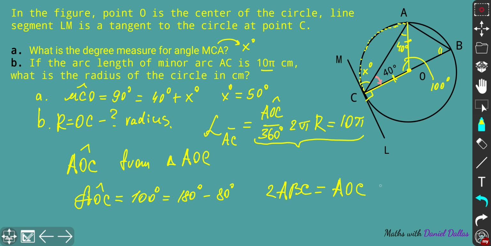So this is way 2. Way 1 is this one, and this is way 2, how we can also figure out the central angle AOC. Okay, we established that if we find ABC, which is inscribed, we can find angle AOC as well.